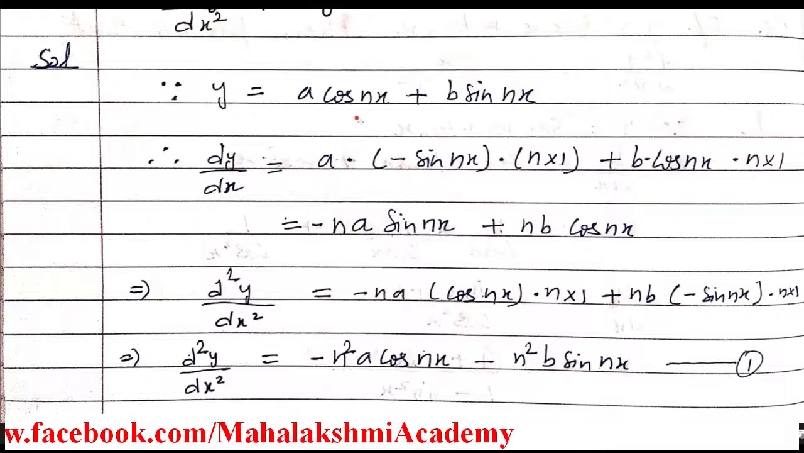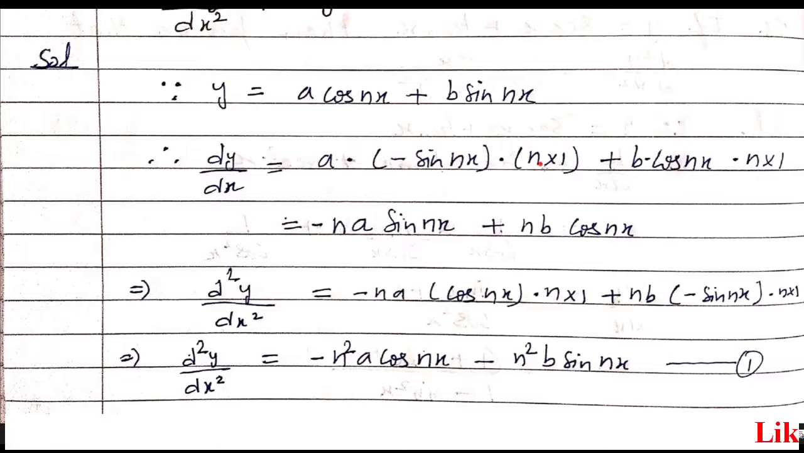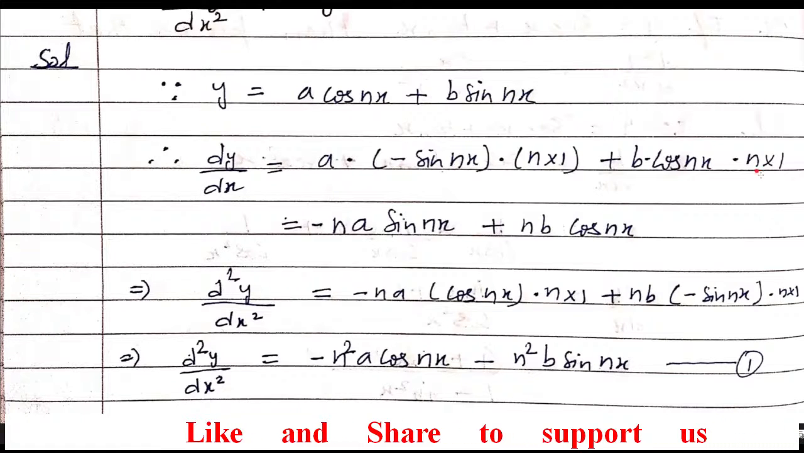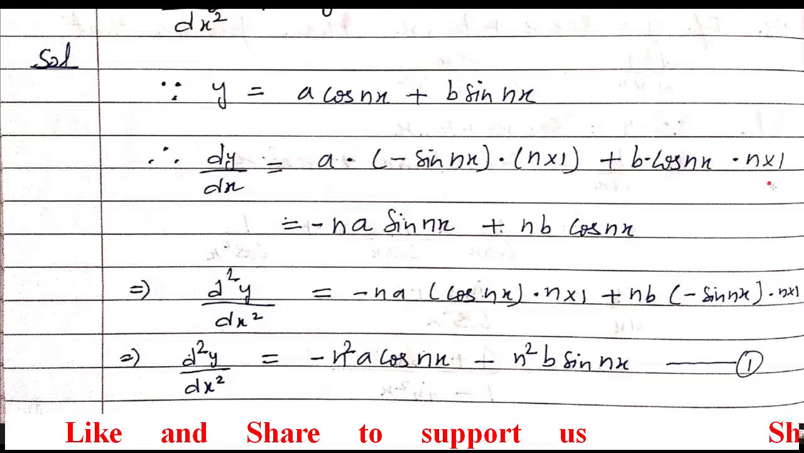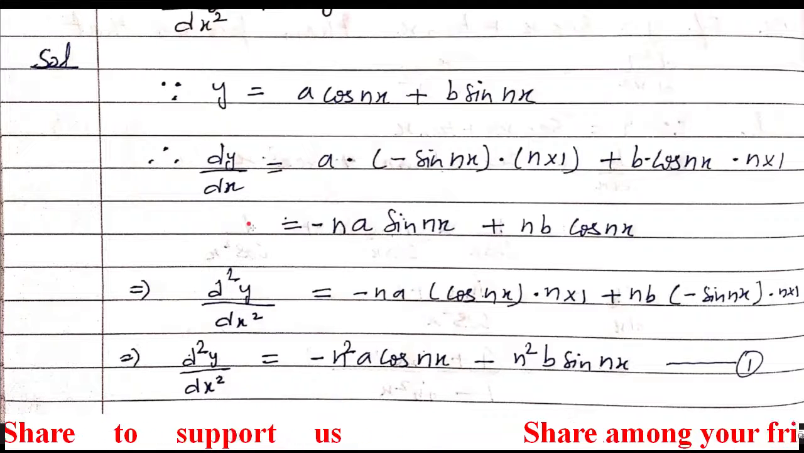So a, then differentiate cos nx, that will give you minus sin nx. Then according to the chain rule, differentiate nx again. Here n is the coefficient, so n stays as it is, multiplied by the differentiation of x, which is 1. Then b sin nx differentiates to b cos nx, and nx differentiation again by chain rule gives n into 1. When you simplify, you will obtain this equation. So this is your first order derivative.